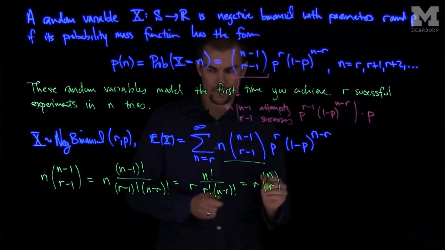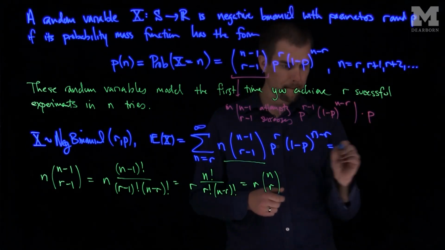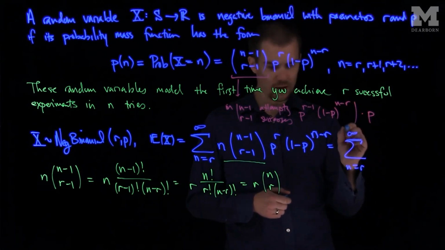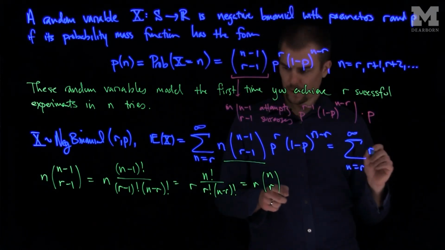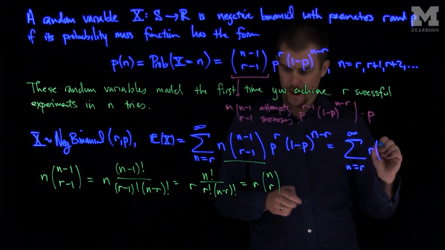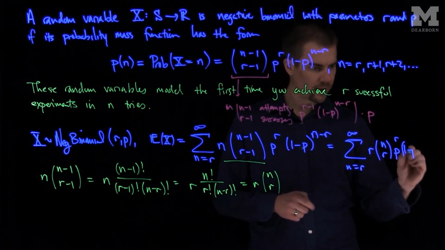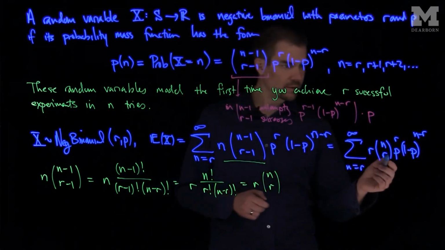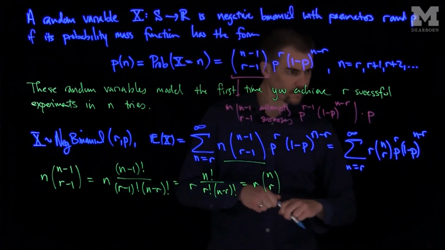And so now we can use this relationship. Our summation will be the sum, n equals r to infinity, of r, and then n choose r, and then p to the r, 1 minus p to the n minus r. And so what we'll do is pull out a factor of 1 over p.